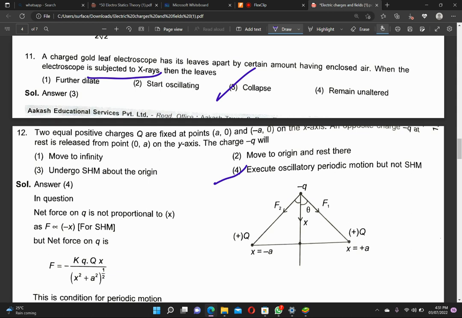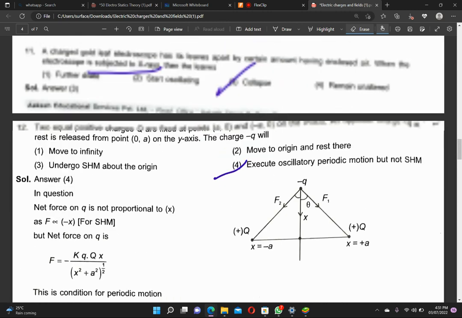So they said there are two equal positive charges, plus Q at x equals minus a and x equals plus a on the x-axis. An opposite charge -q at rest is released from (0, a), on the y-axis. The charge -q will be executing periodic motion but not SHM. Okay, just solve it, you get it. Now, next.